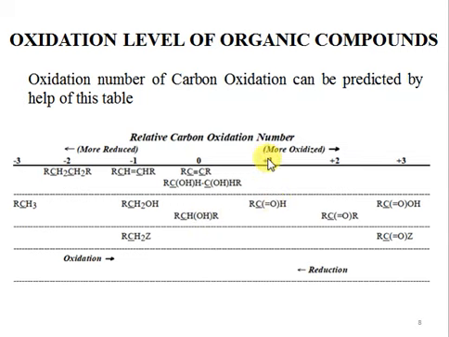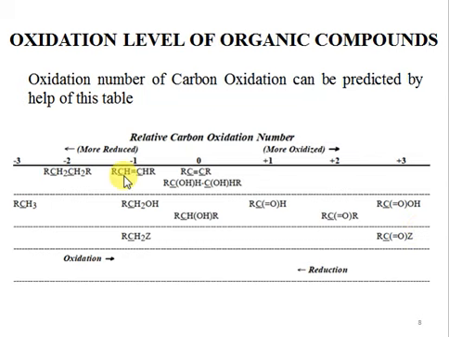More positive, more oxidized. So here we have a ketone. So ketone has positive 2 oxidation state. It means that the oxidation number of ketone is higher than aldehyde. And here we have carboxylic acids or derivatives of carboxylic acid. So they have an oxidation number of positive 3, right? So more positive, more oxidized.